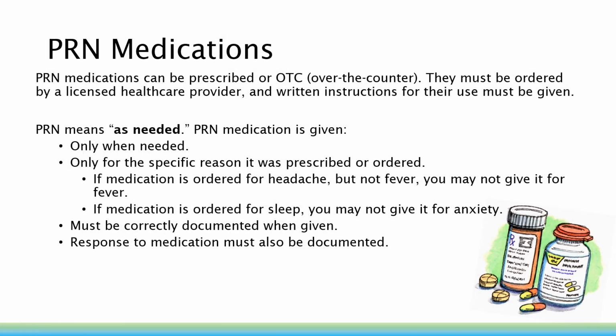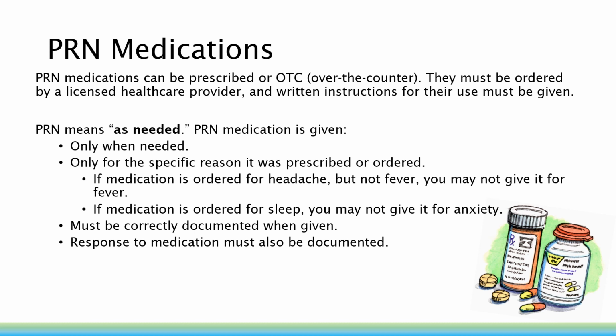PRN medications. PRN medications can be prescribed or over-the-counter medicines, often called OTC. They must be ordered by a licensed healthcare provider and written instructions for their use must be given. PRN means as needed. PRN medicines are given only when needed, only for the specific reason it was prescribed or ordered. If a medicine is ordered for a headache but not fever, you may not give it for a fever. If a medication is ordered for sleep, you may not give it for anxiety.